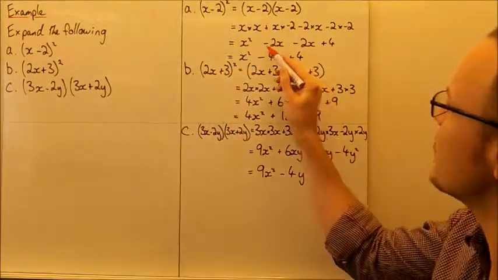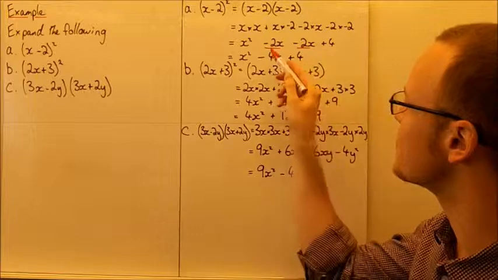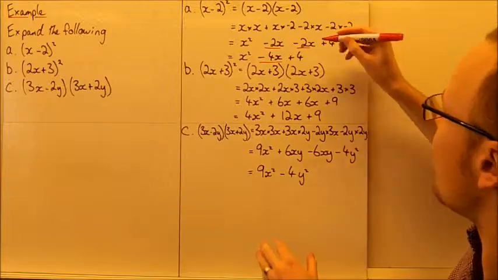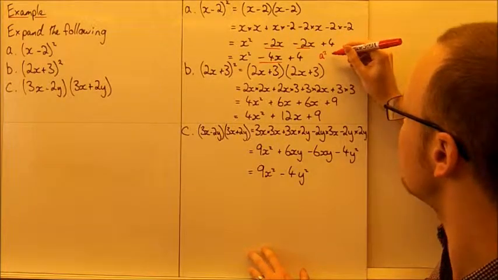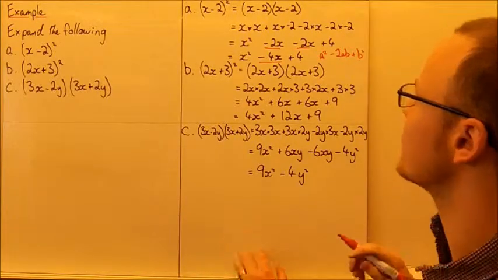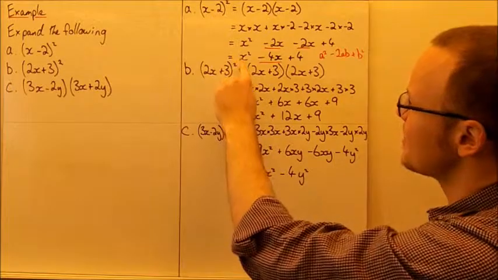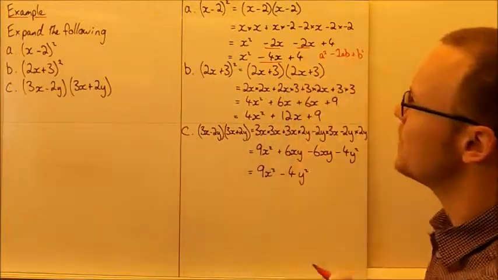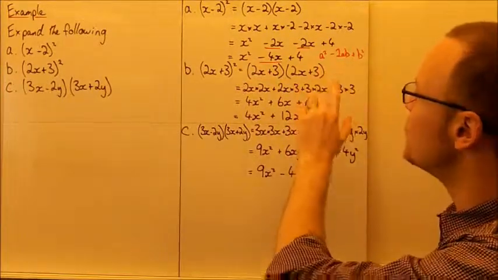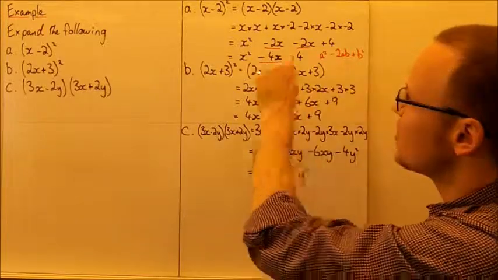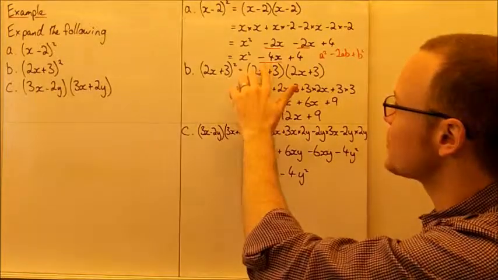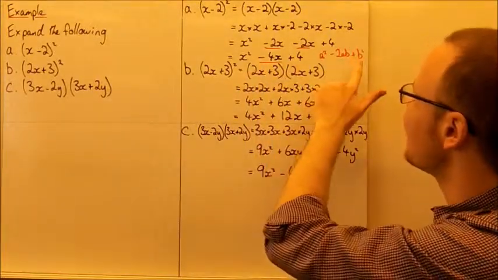Here we've got like terms, negative 2x minus 2x, so it's going to be minus 4x, and we can see that this is in the format of a squared minus 2ab plus b squared. So if we have a look, a is x, so it's going to be x squared, minus 2 times a times b. So 2 times x times b, which is 2, is 4x, so we subtract 4x. And then we have plus b squared.